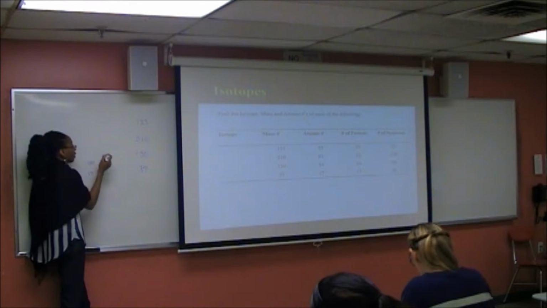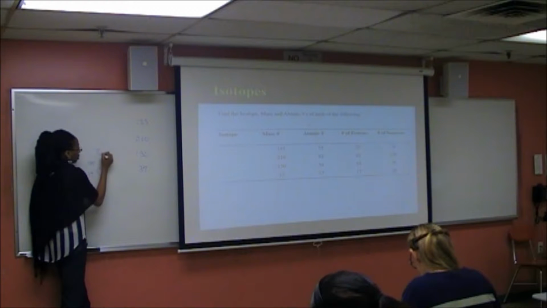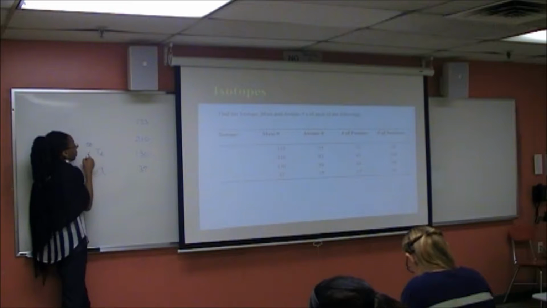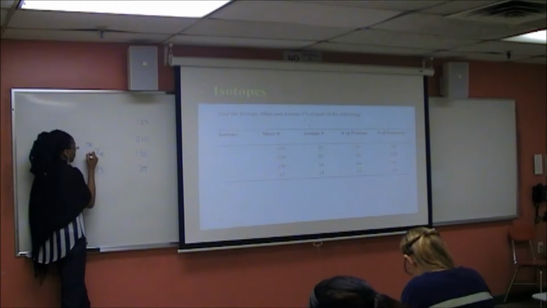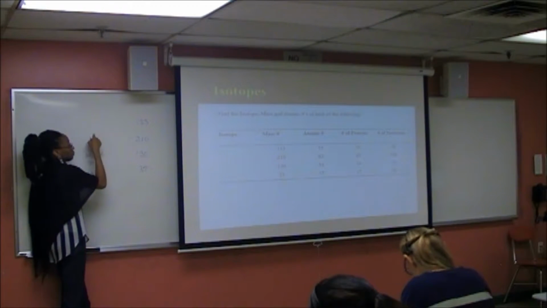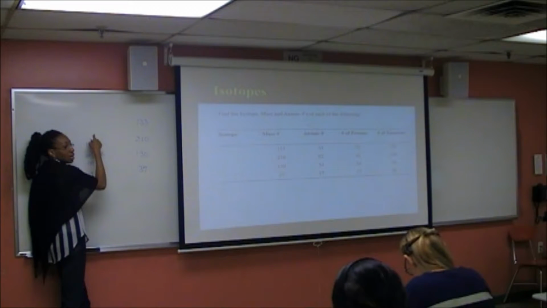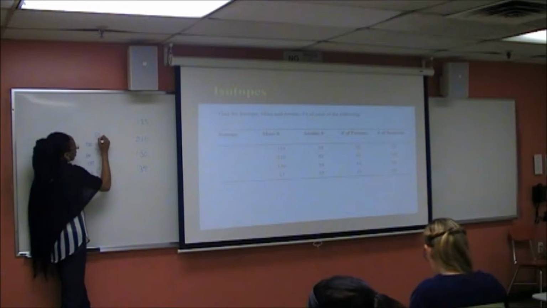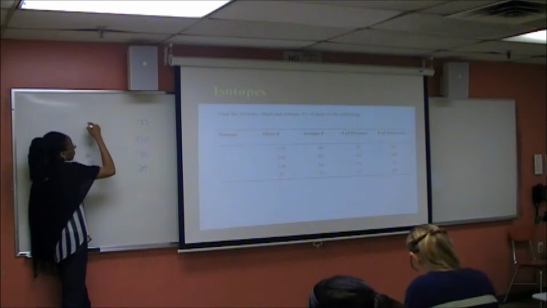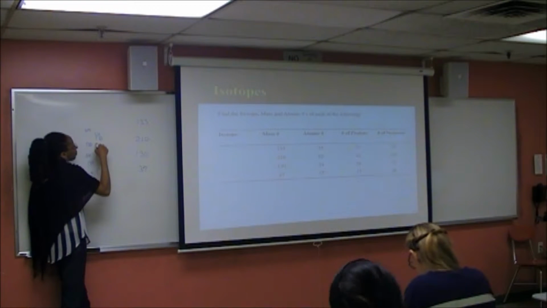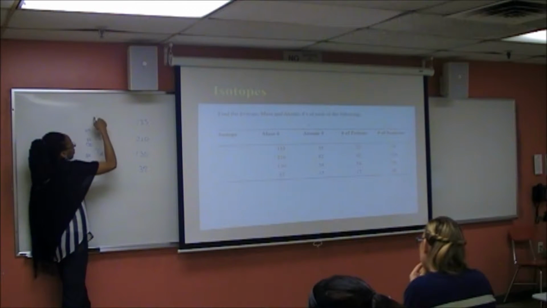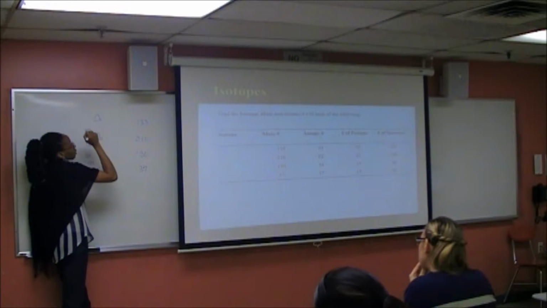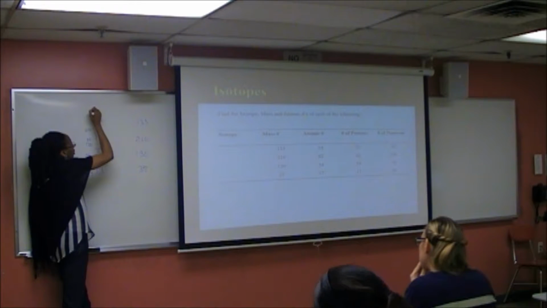Xenon. What's up top? 130. What's on the bottom? 54. Next one. Lead. What's up top? 210. Bottom, 82. Last one. Cesium. Top is 133, bottom 55.